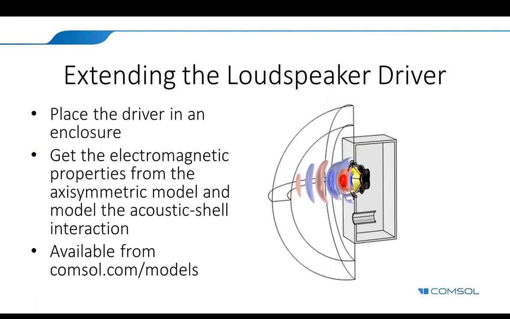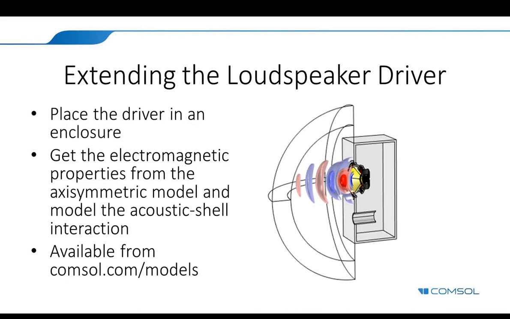We had about 30 minutes for this model. There are so many more things you can do, of course. So where do you go from here? I guess one obvious thing here would be to place the driver in an enclosure. You could, of course, just go over to 3D and model the same thing all over again with a cabinet attached. But usually the more clever approach is to use axisymmetric 2D for the electromagnetic model of the driver and extract the relevant properties from there.